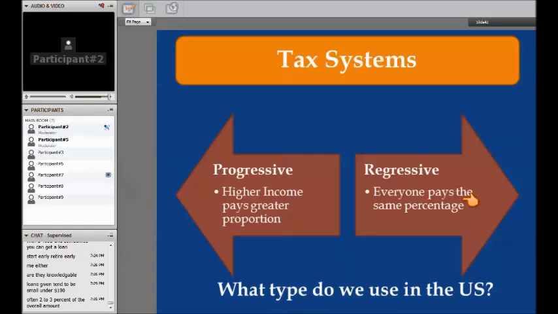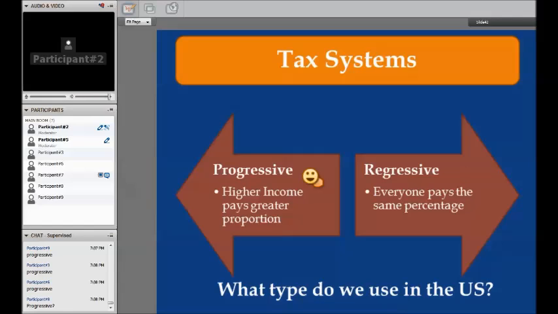So type it in the chat box, or you can take some clip art and slap it up here. What type of tax system do we use in the U.S.? Do we use a progressive tax system, or do we use a regressive? I see one answer. Kenya says progressive. Alyssa says progressive. Tyler says progressive. Brianna says progressive. She's not too sure though, but she is right.